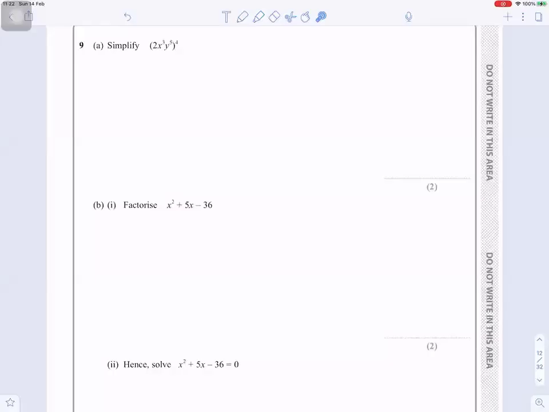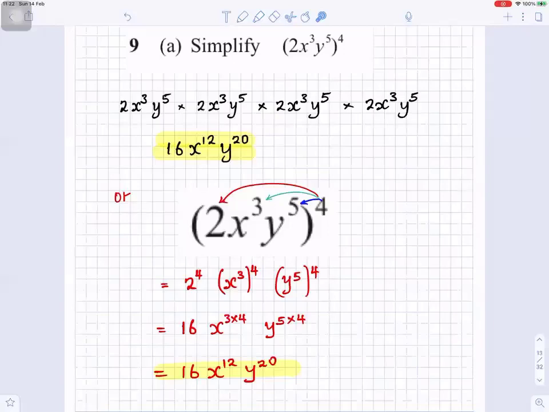Question number 9, simplify and then factorize and then solve those. So to simplify, we can write it as 2x cubed times y to the power 5, four times. That's what it means. And then we multiply it out.